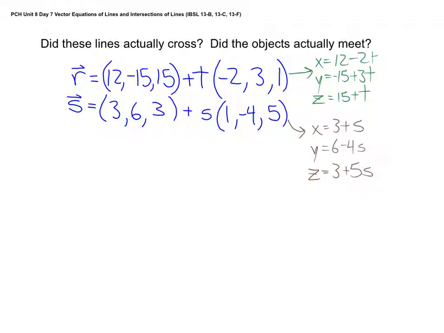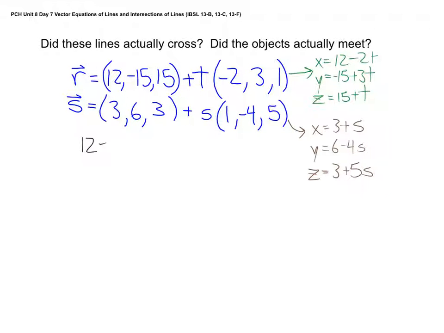Now, how are we going to see if these lines actually cross? What do you think? Did we just do exactly what we did before? With the previous problem, where you create the system of equations? Yeah, let's set up a system of equations. The nice thing about this is you can actually use any two that you want. We could use x and y, or y and z, or x and z. Doesn't matter. Okay, which ones do you guys want to use? X and z, alright.